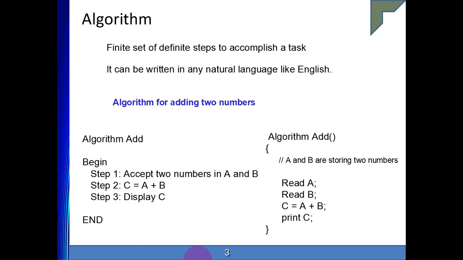So let's recap. An algorithm is nothing but a finite set of definite steps. We accomplish a task. As you can see here, the task is adding two numbers, and it can be written in any natural language like English, or you can use the syntax of any high-level programming language.